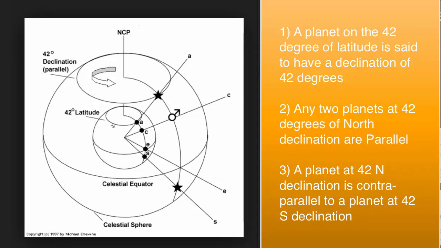For example, here's the 42nd degree of latitude on the Earth, and we can extrapolate that out into the sky up here. Now, on this 42nd line, this latitude line, any planet found along this line is going to be parallel of declination. If a planet down here was at the south 42nd line and a planet up here on the north, they would be called contra-parallel.